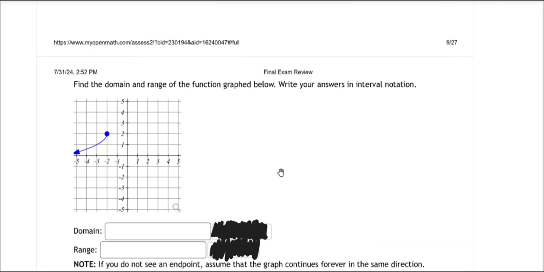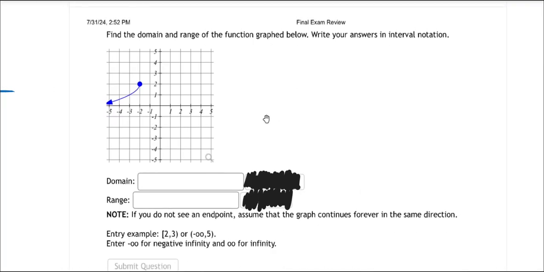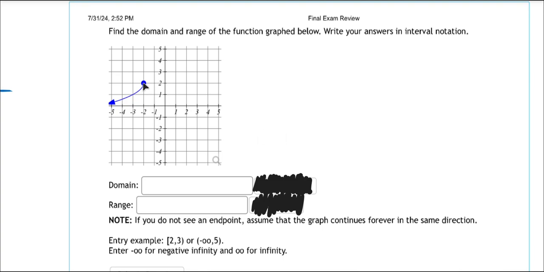Problem number 15 says, find the domain and range of this graph. Now here, I don't like this example too much because you have to know a little bit about what behavior they're expecting you to see of this very tiny segment of a graph. So let me try to break down what they want you to see here and how you should respond.